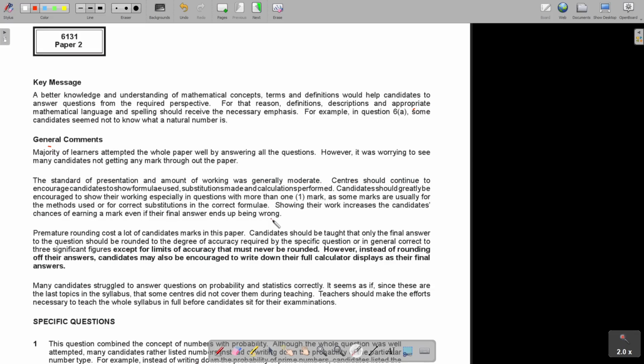Premature rounding cost a lot of candidates marks in this paper. Candidates should be taught that only the final answer to the question should be rounded to the degree of accuracy required by the specific question, or a general correct to 3 significant figures, except for limits of accuracy. I just want to highlight this. Except for limits of accuracy, that must never be rounded.